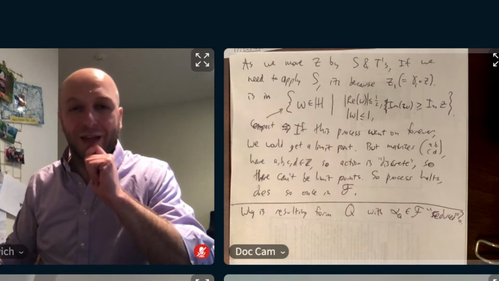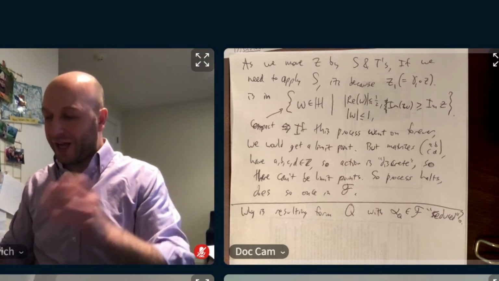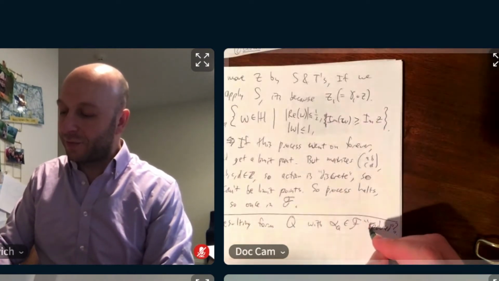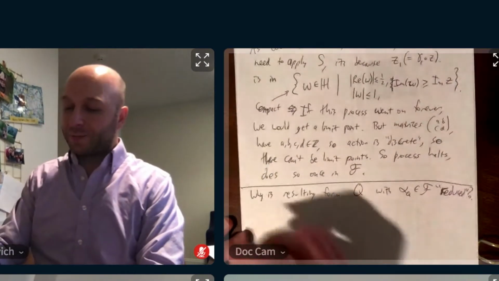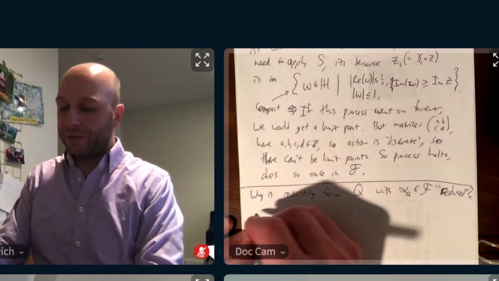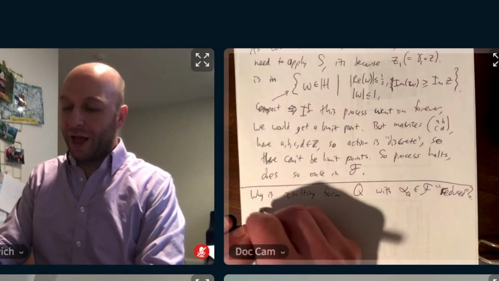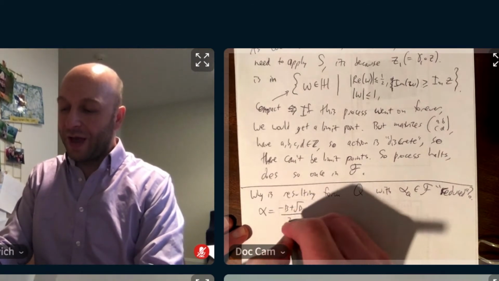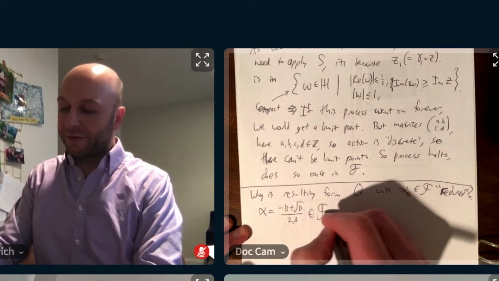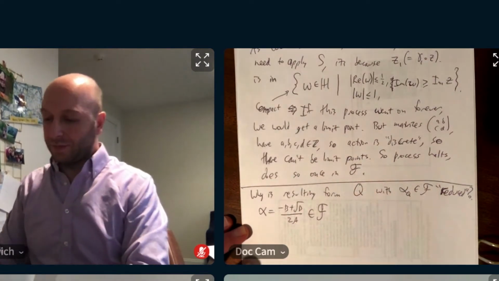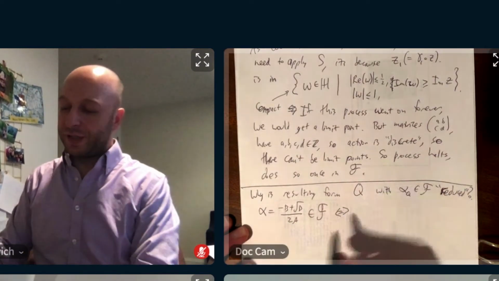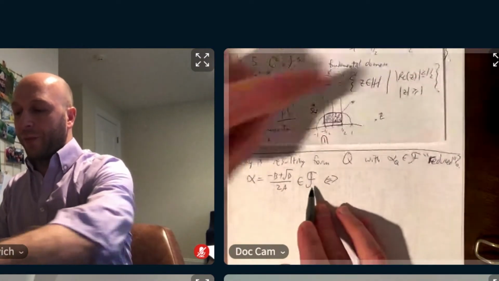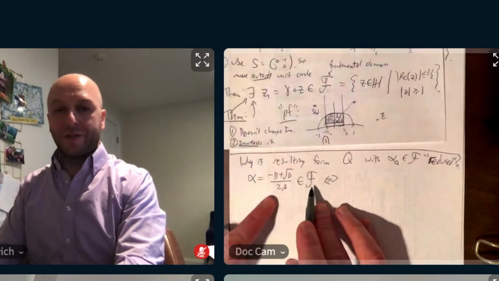Right. I'm trying to make this notion precise. So let's see what simplicity means, what this reduction is, what makes it reduced. So let's look at the condition. Here's the condition: alpha, which is negative b plus root d over 2a, is in F. What does that mean? What does it mean to be in F? F is defined by the real part being less than a half. What's the real part of alpha?